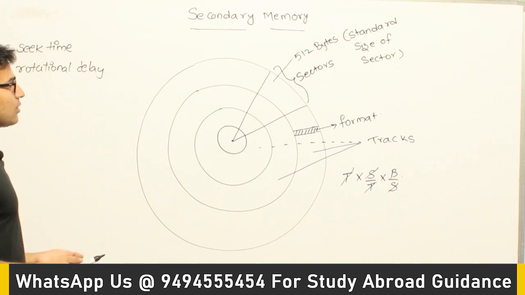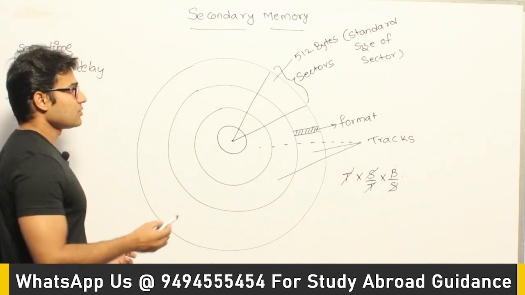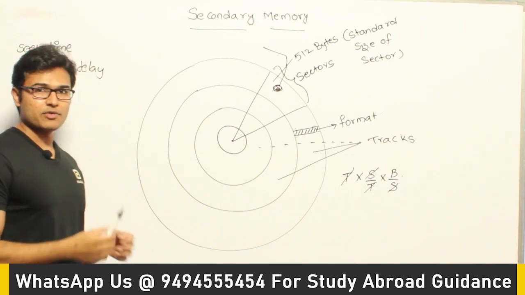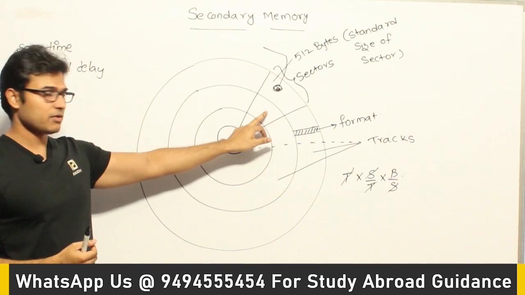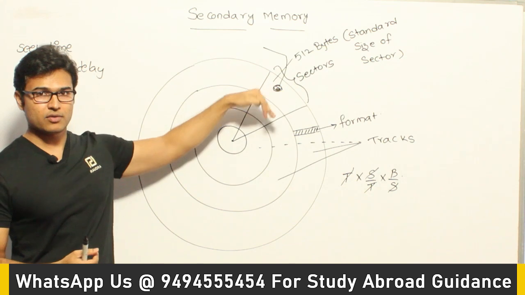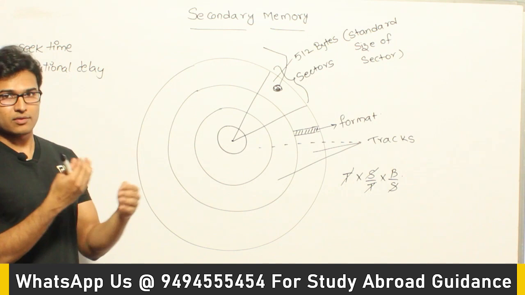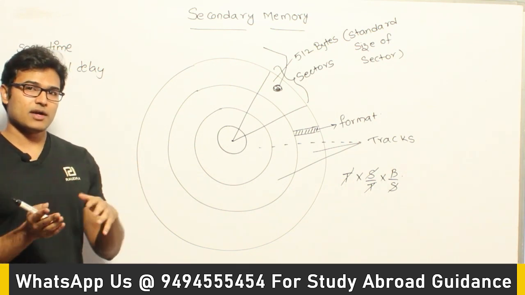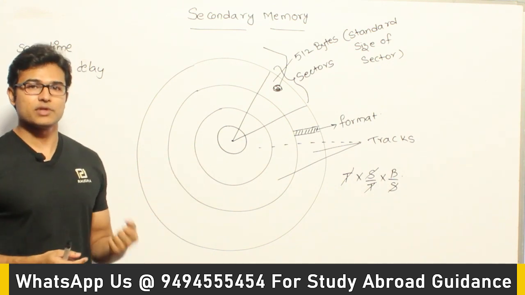In order to read or write data, we have something called a read-write head. A read-write head is present at some point, and in order to read or write some data, you have to move it from one track to another track. The time taken to move the read-write head from one track to another track is called seek time. After you move to the required track, the time taken to wait for the required sector to come under the read-write head is called rotational delay.